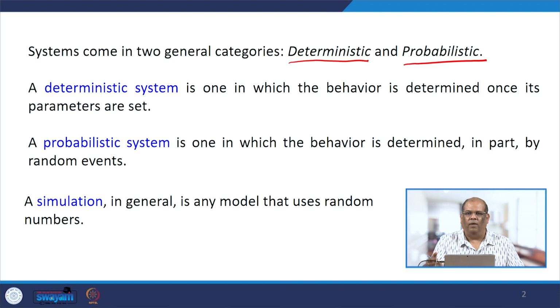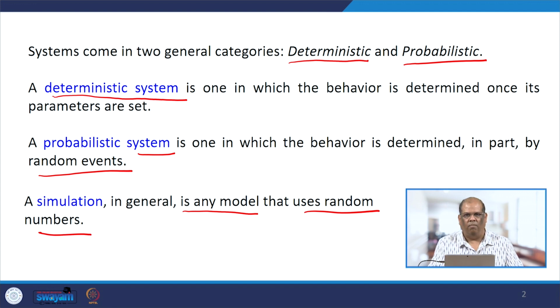Do not get scared when I say programming, it is just a few commands that you need to know, and an environment will be created to solve the problem. As you already know, a deterministic system is determined once you have all the parameters set, they are constants, and you get the solution. Whereas, a probabilistic system is determined by random events. And simulation modeling is any model that uses random numbers.